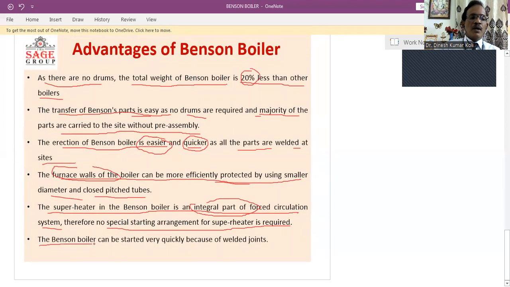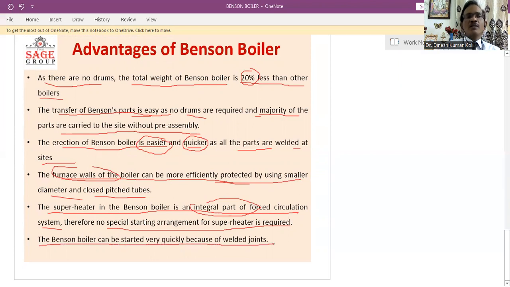The Benson boiler can be started very quickly because of welded joints. In this boiler, we use welded joints, so it has easiness and can be started very quickly. So these are the advantages of the Benson boiler, and it has eliminated the problem of formation of bubbles on the inside surface in the case of the Lamont boiler.